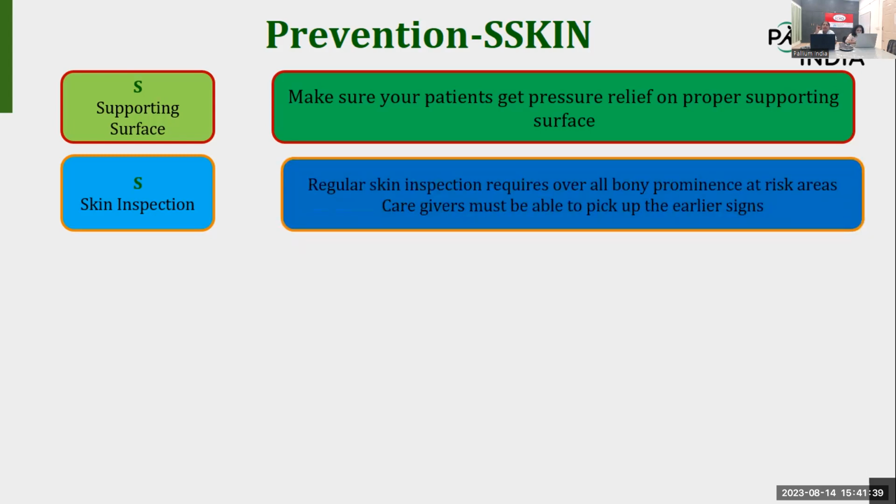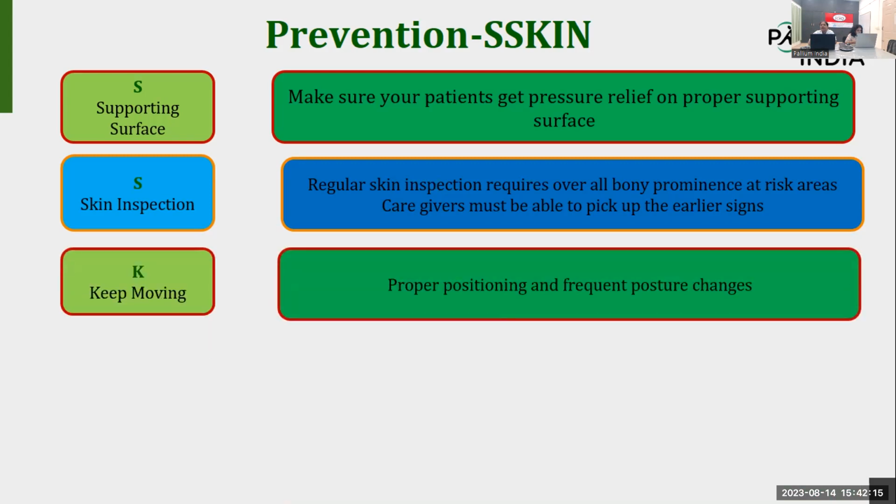Supporting surface is important. Then skin inspection is important. That is regularly inspecting the bony areas, because those areas are more prone to get bed sore, right? So we have to check, and if there is redness, never rub that area, because that rubbing will lead to the second stage of ulcer, right? So never rub that area. We have to take extra care. Around the area we can massage to circulate, but if you touch the red area, it will become second stage. So we have to inspect the area. That is very important. Then keep moving, that is changing the position, as you have said, every 2 to 3 hours we have to change the position.